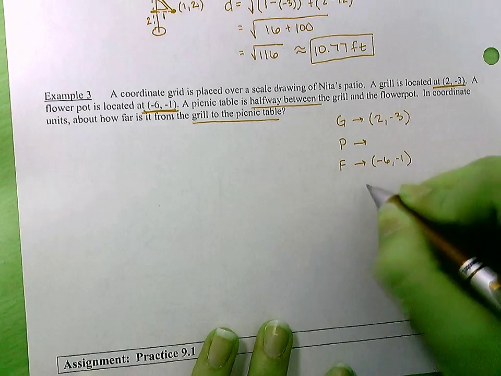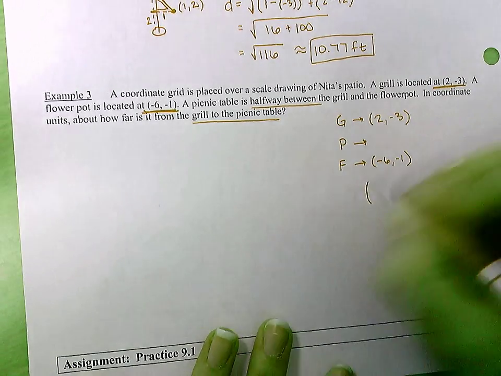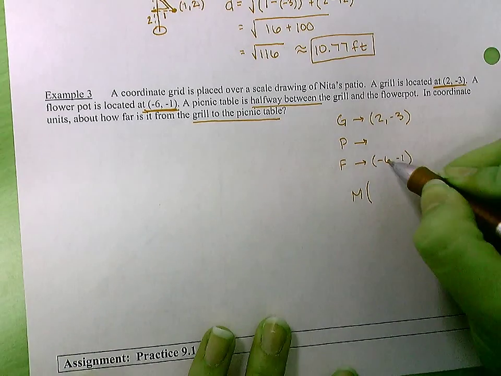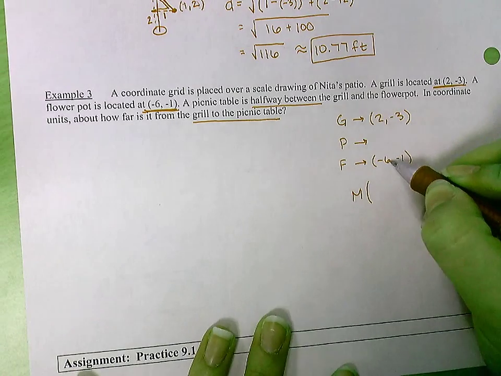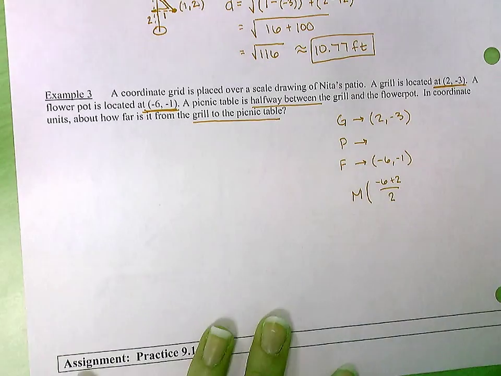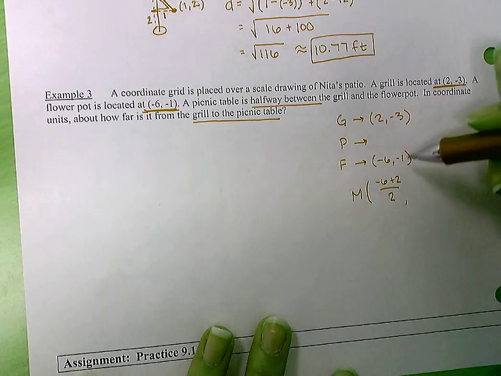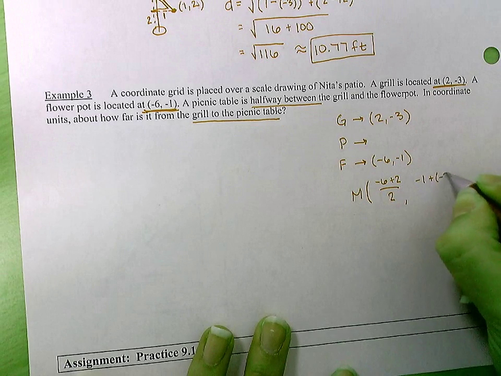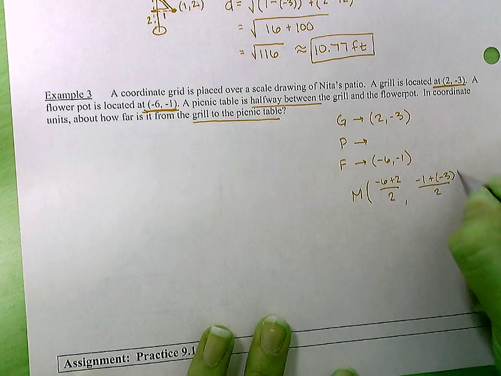Okay, so to find that midpoint, which is P, you're going to add together your 2 x values, divide by 2, add together your 2 y values, and divide by 2.